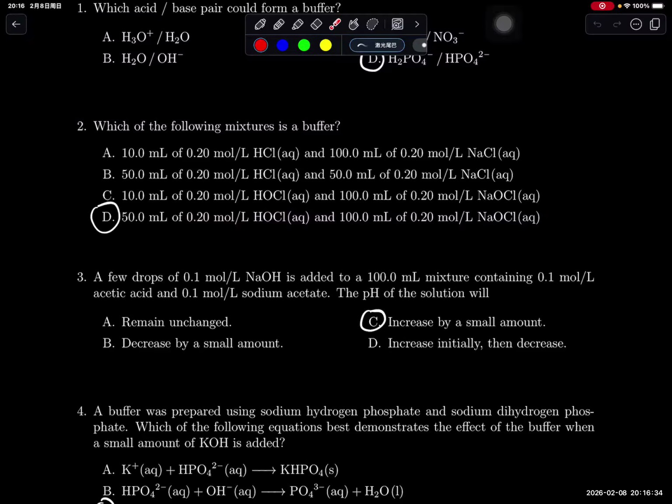Okay, in contrast to question C, the volume ratio there is like 1 to 10. It's a bit too much. And HCl is a strong acid, so it doesn't work.